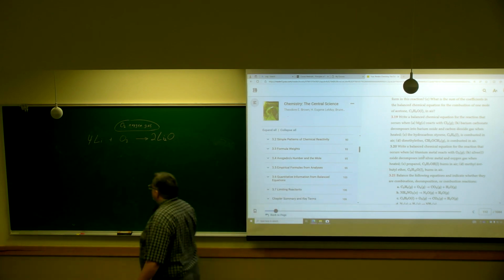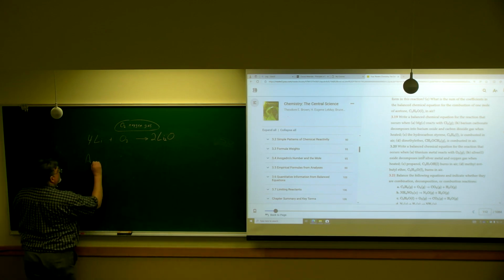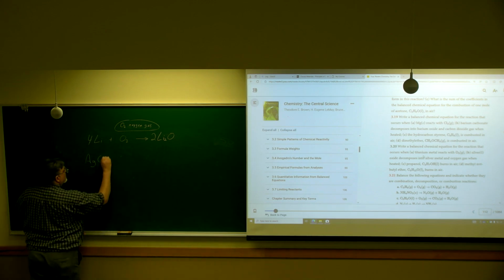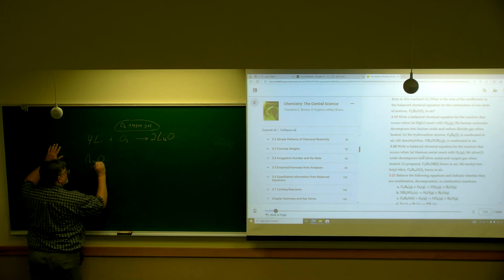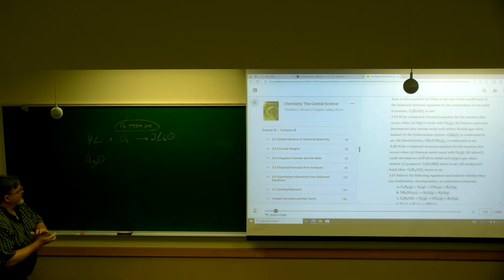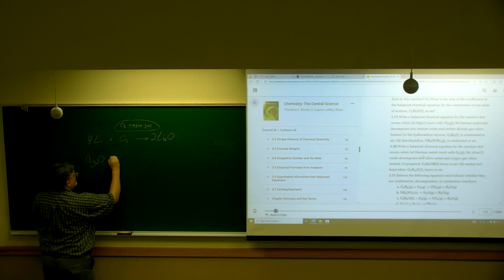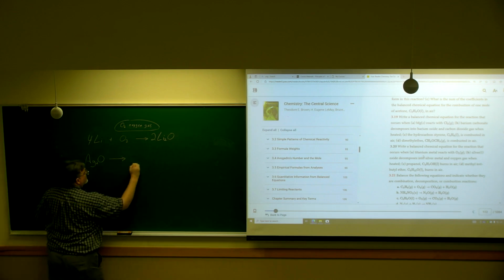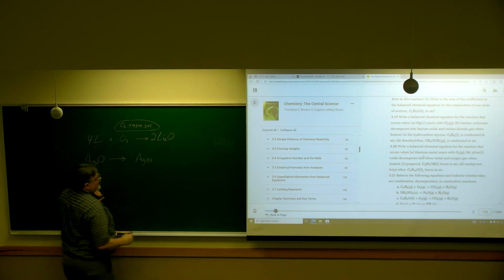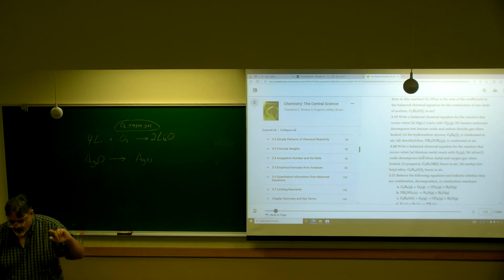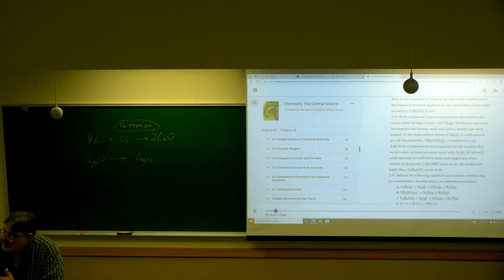Silver oxide. Okay, silver has +1 and oxygen is -2, so I have to do that. Silver oxide becomes... I put the Ag there. Ag is a metal. You could look at the periodic table and go, okay, there's Ag, it's a metal.